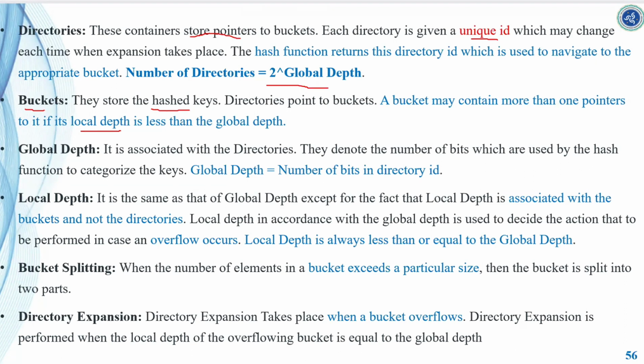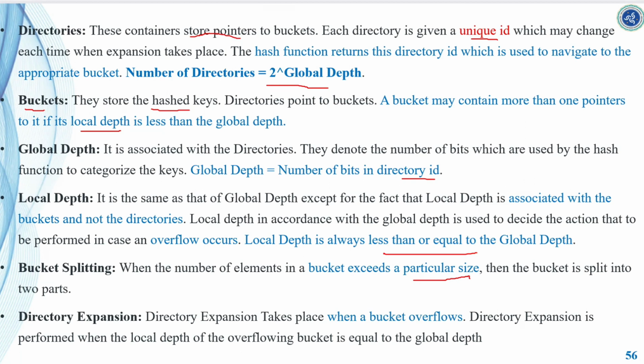What is the global depth? That is the number of bits in the directory ID. Local depth will always be less than or equal to the global depth. What is bucket splitting? When the number of elements in a particular bucket exceeds a particular size, that is, whenever a bucket has reached its maximum limit, then the bucket is split into two different parts. That is what happens in bucket splitting.